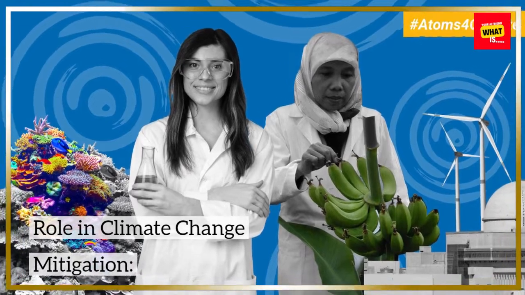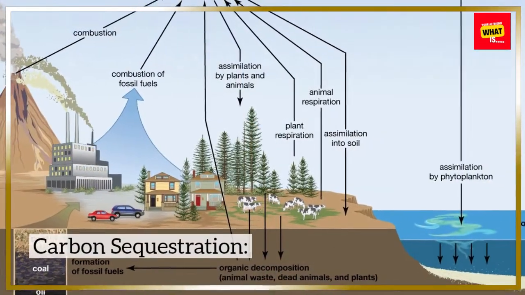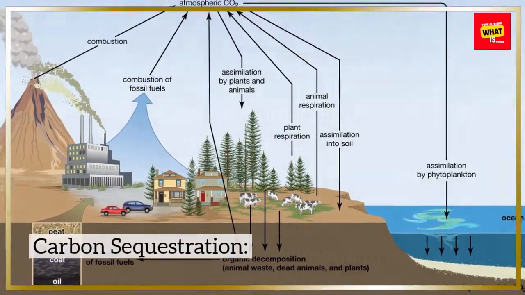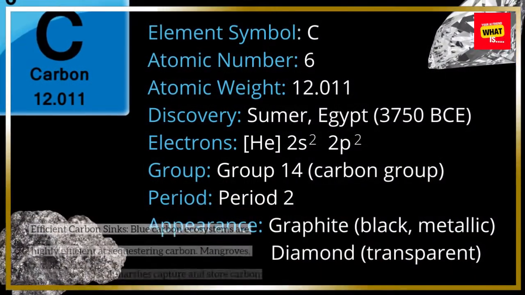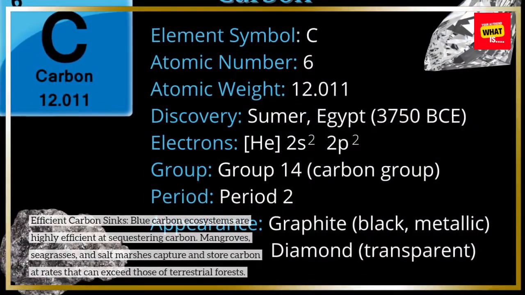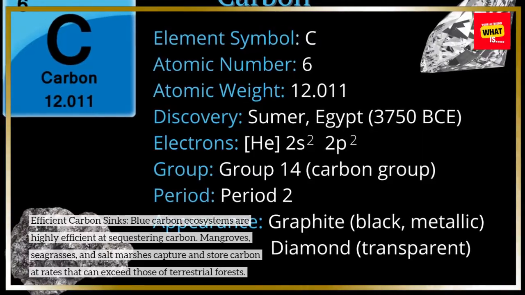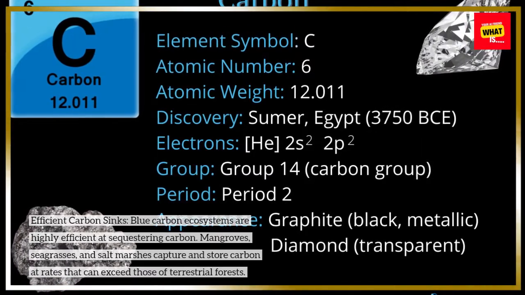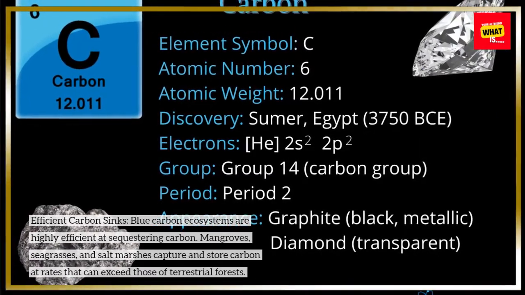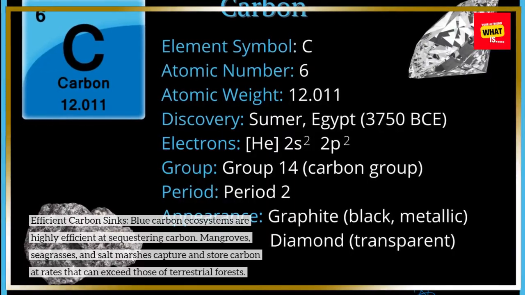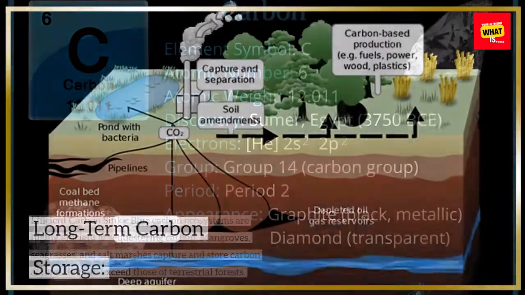Role in climate change mitigation. Carbon sequestration. Efficient carbon sinks. Blue carbon ecosystems are highly efficient at sequestering carbon. Mangroves, seagrasses, and salt marshes capture and store carbon at rates that can exceed those of terrestrial forests.